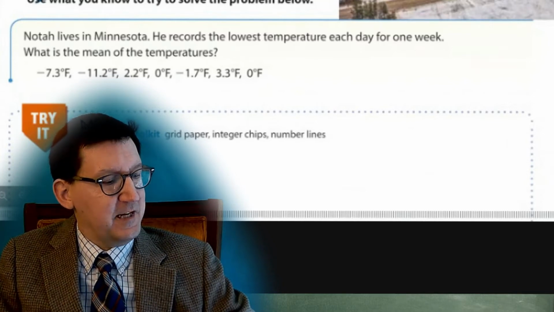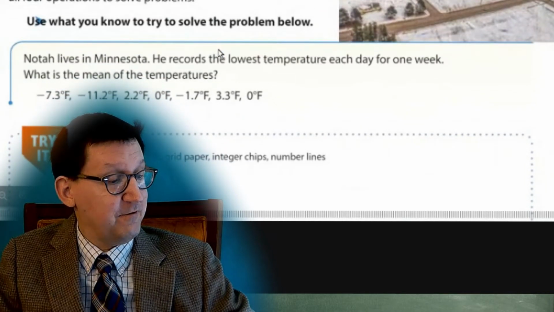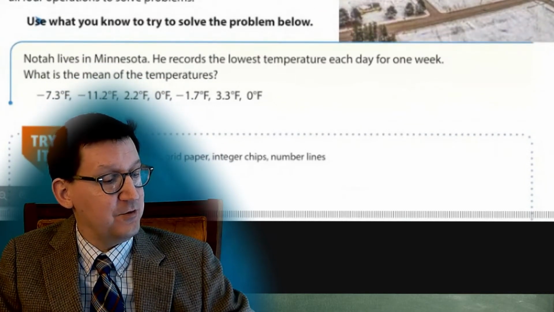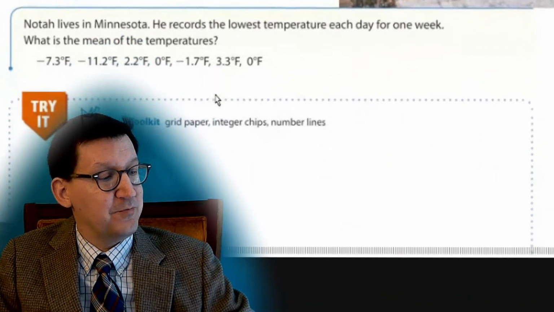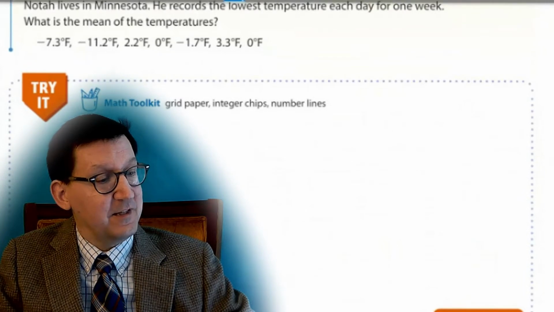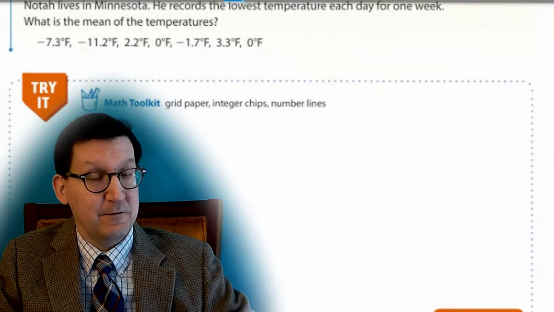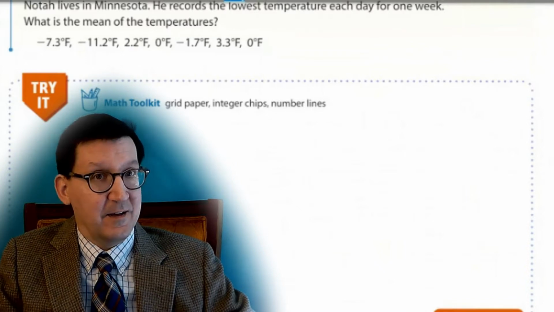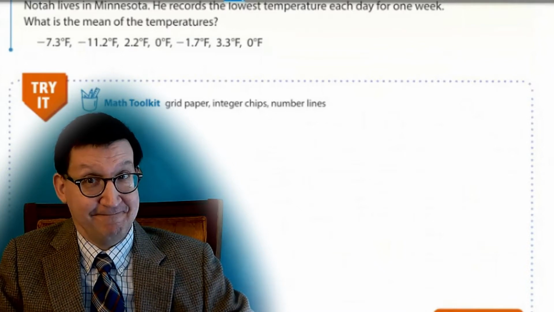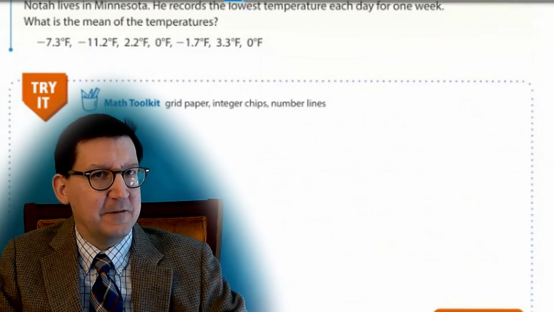And the temperatures each day were negative 7.3, negative 11.2, positive 2.2, 0 degrees, negative 1.7 degrees, positive 3.3 degrees, and 0 degrees again. Minnesota is a cold place. So what's the mean of the temperatures? Do you remember how to find the mean?